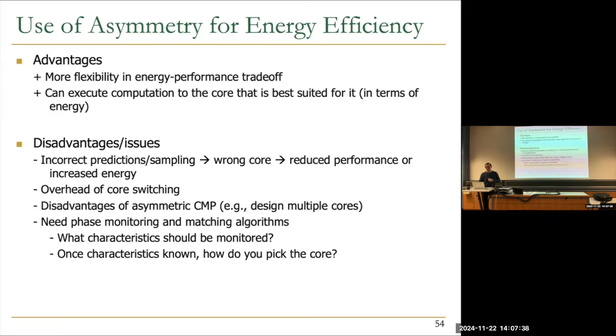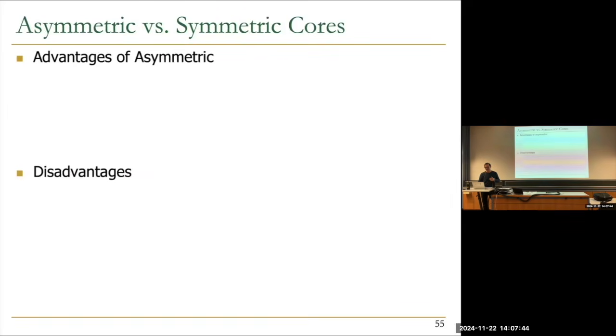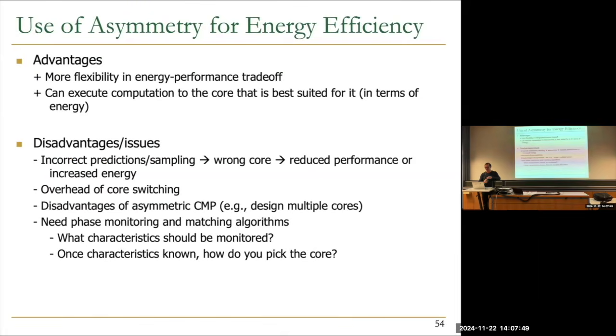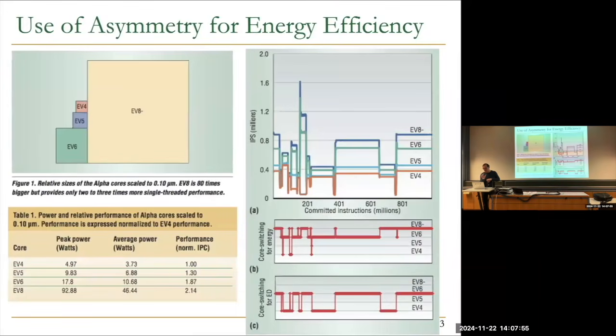So what characteristics should be monitored is important. Once characteristics are known, how do you pick the core in this particular case? Okay, any questions? Yes? That's also true, yeah. I think in this case, they chopped the execution time into intervals, basically. That's one way of doing it. But of course, if you have more information, if you can identify the changes in behavior of code, potentially with software support, you can do better. In fact, that may be even better because you may make more informed decisions.